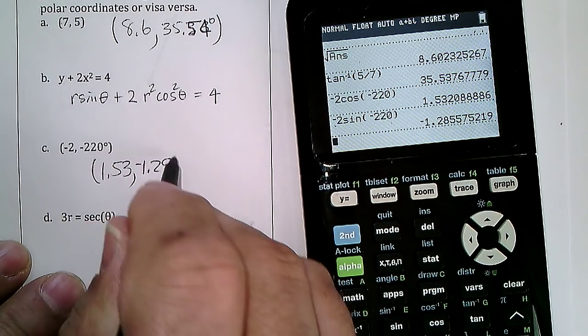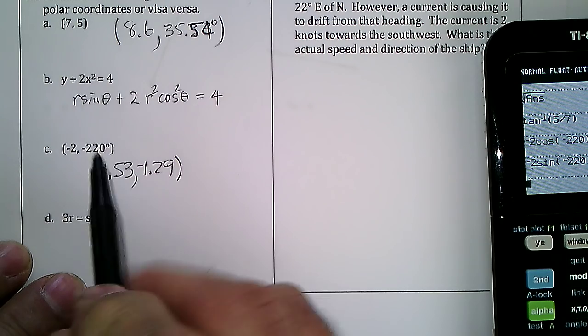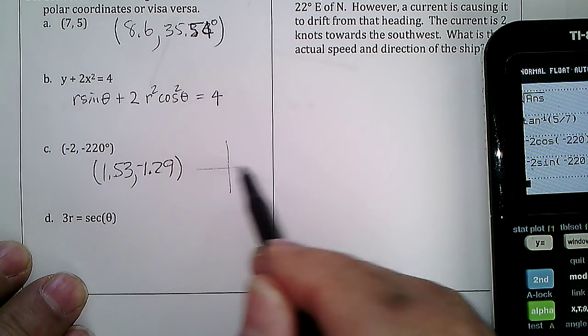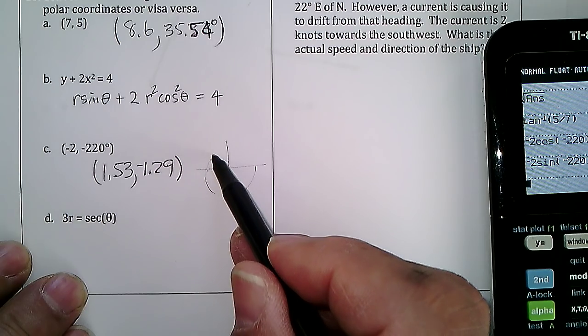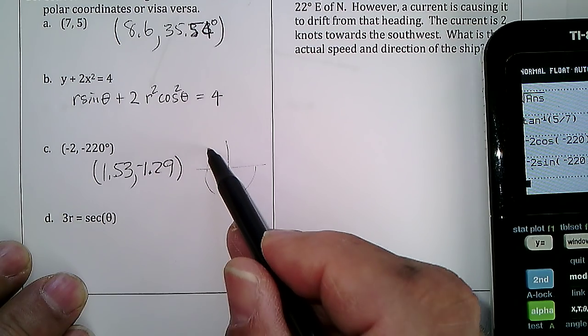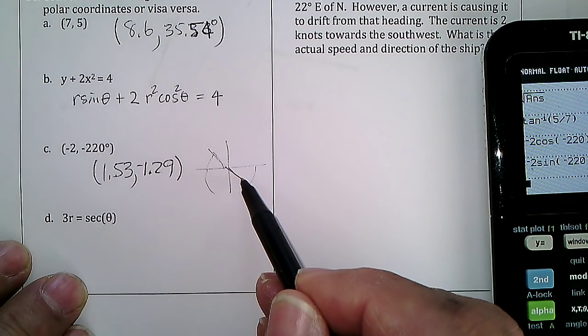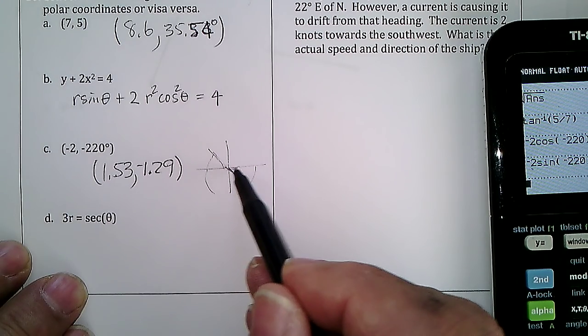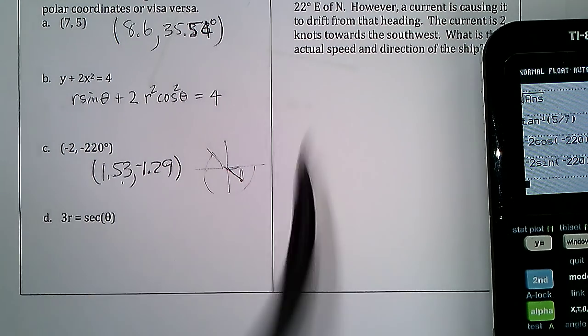Now let's see if this makes sense. The y is negative and the x is positive. Negative 220, negative 180, negative 220 is somewhere up here. And we're going a negative radius, which takes us this direction. So the x would be positive and the y would be negative. It does make sense.